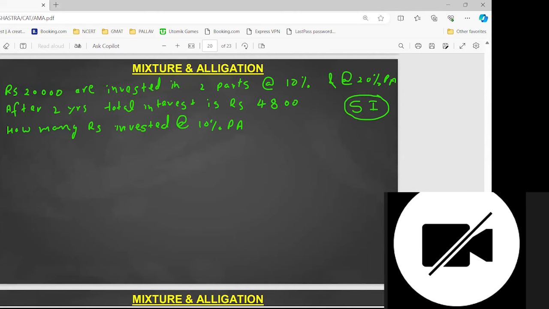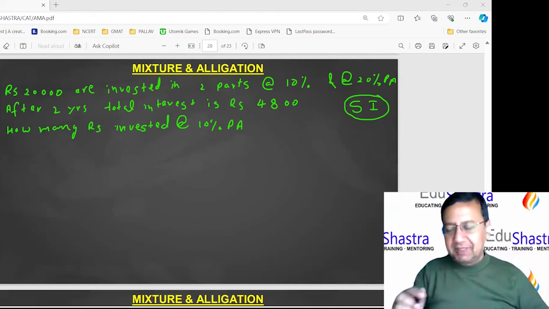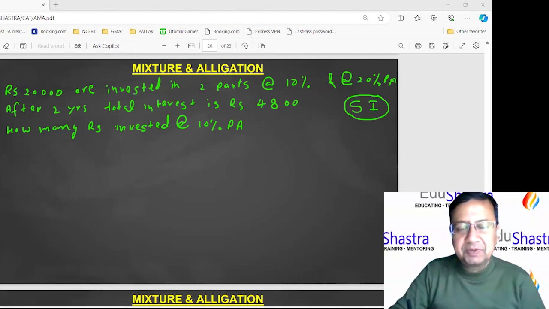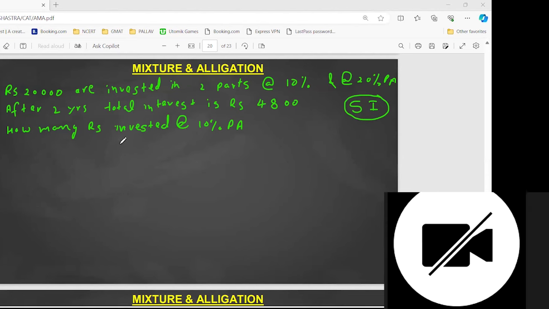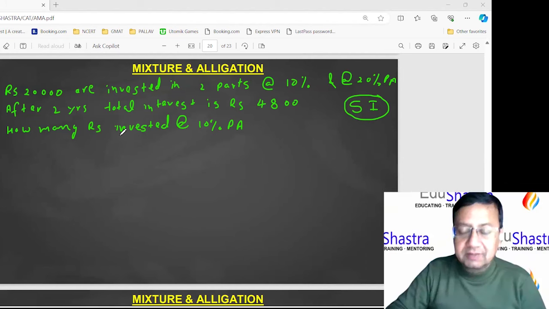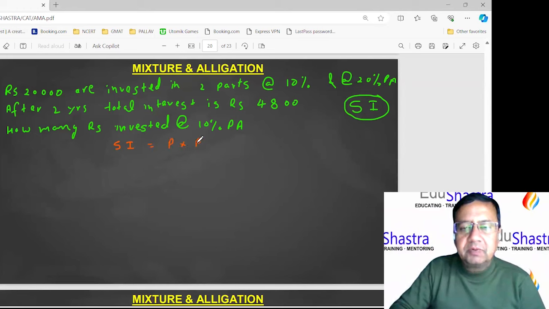I did it in a very calculative way. I didn't apply any shortcut. This is a simple interest formula, right? Simple interest question, and I solved it as a linear equation. So simple interest is nothing but a linear equation only, right? Simple interest is P into R into T upon 100, right?